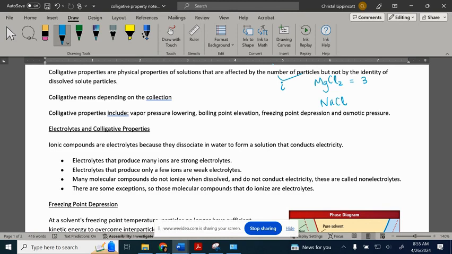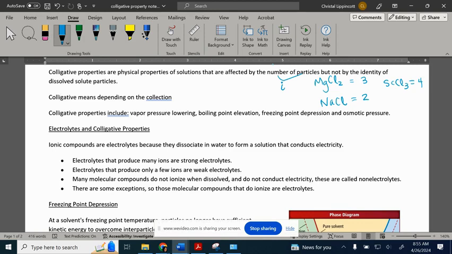How many pieces would this break up into? 2, a sodium and a chlorine. Okay. If we had scandium chloride, it would break apart into how many pieces? 4. So you get the idea? Okay. Now these are ionic compounds. This is a metal and a non-metal.